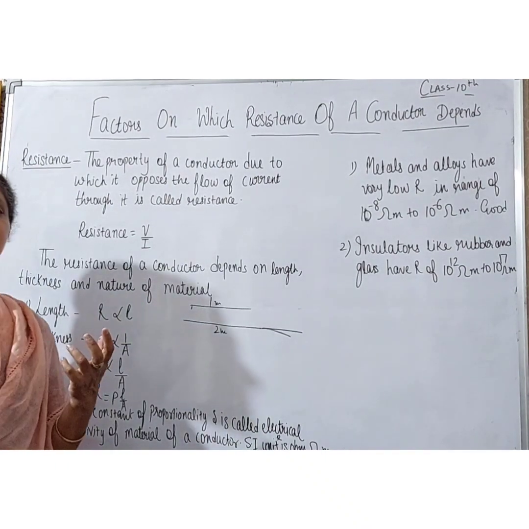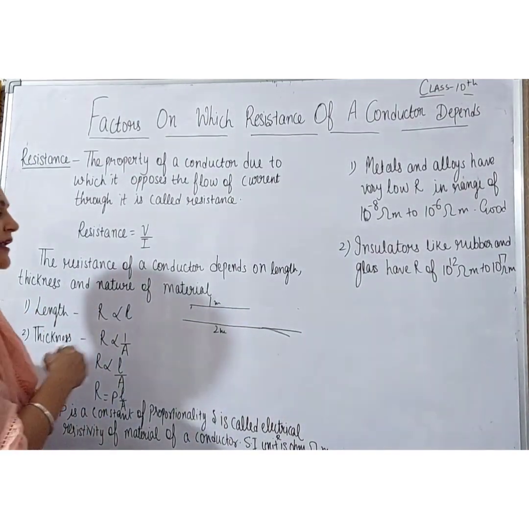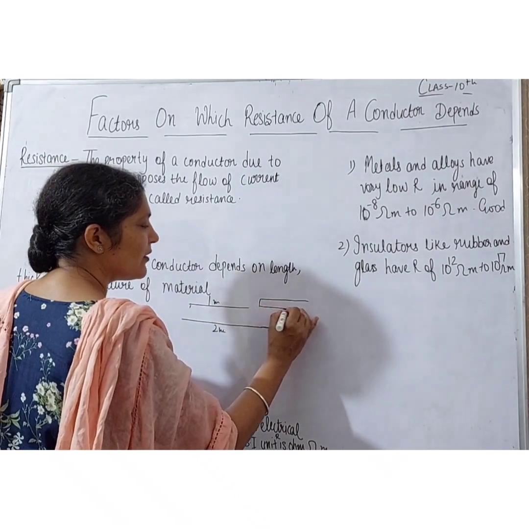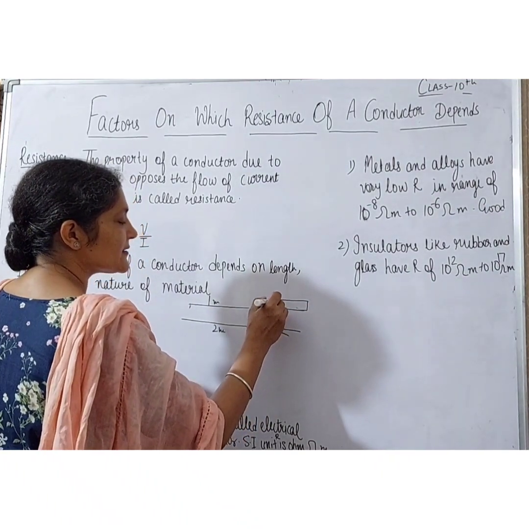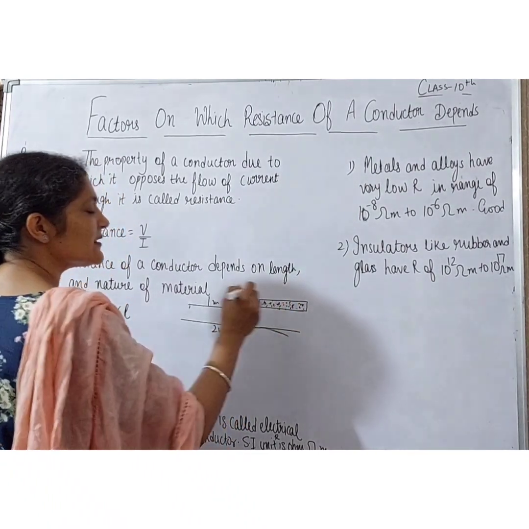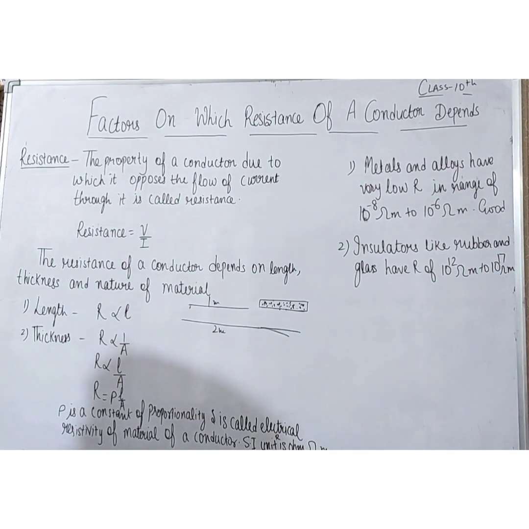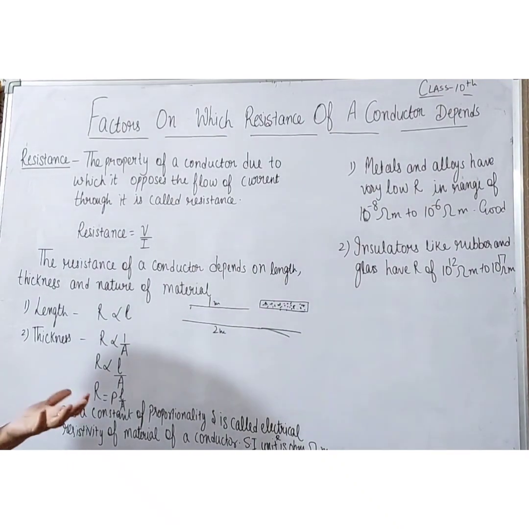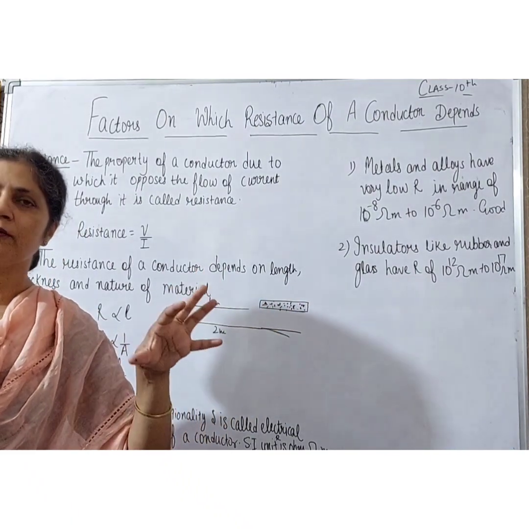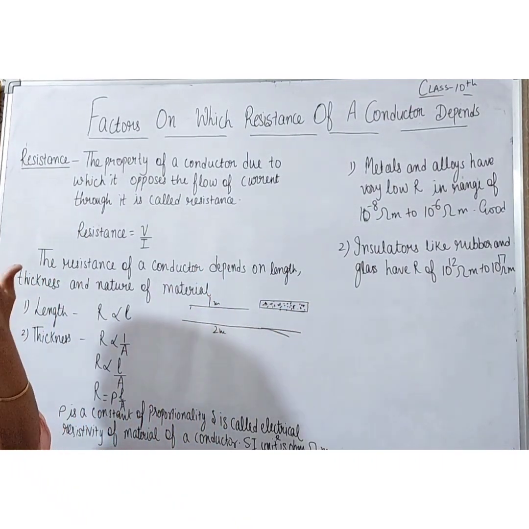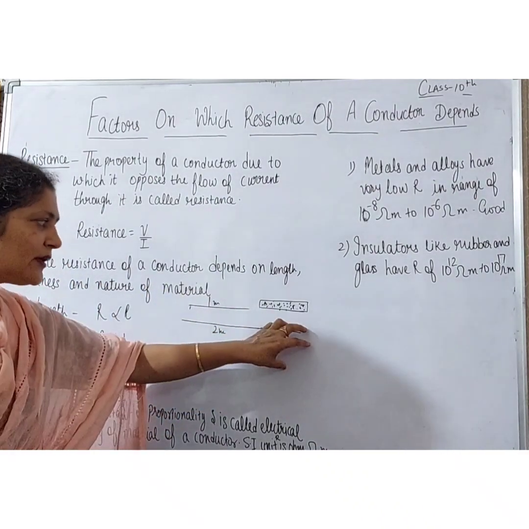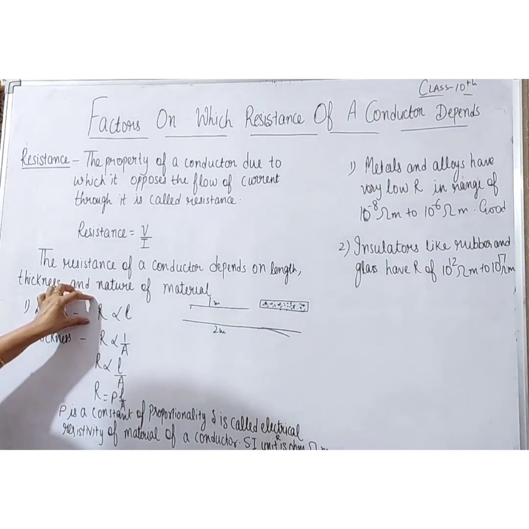Because students, resistance is due to the collision of the electrons with other electrons or atoms or ions. Here collision is going on. Right students? Resistance is due to the collision of the electrons with other atoms or the ions. If the length of the wire is more, the collision of the electrons with other electrons, atoms or ions will also be more. If the collision is more, the resistance will also be more.